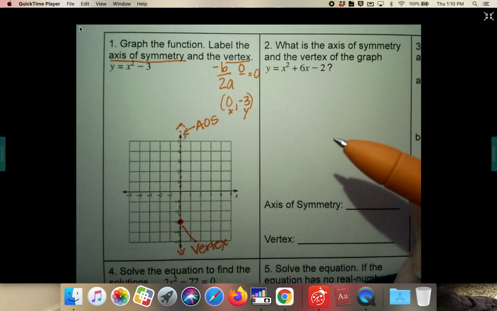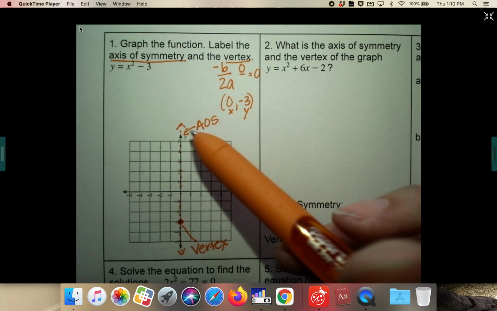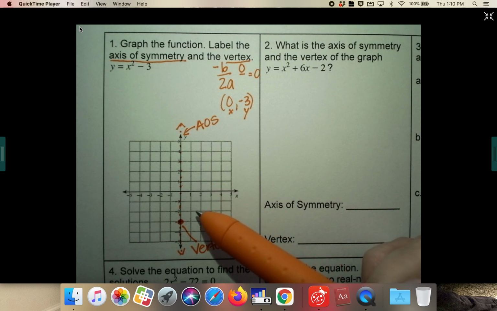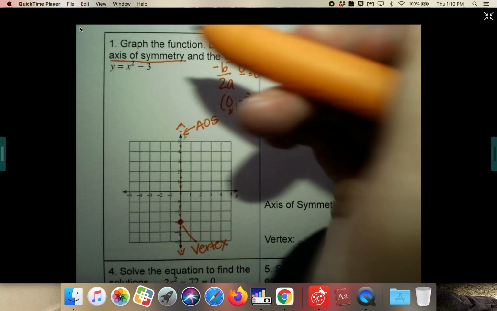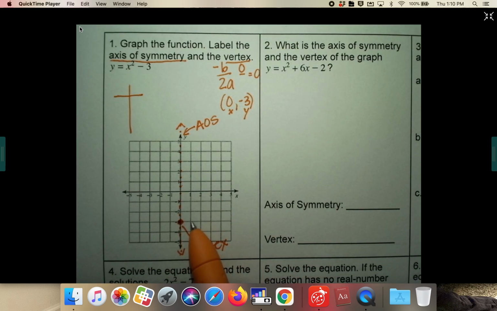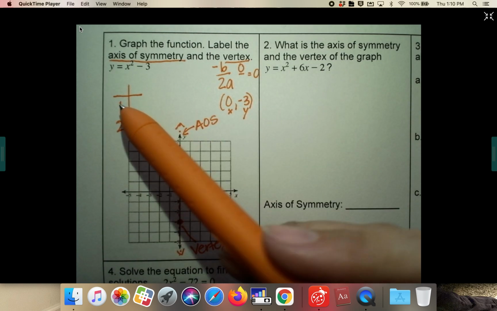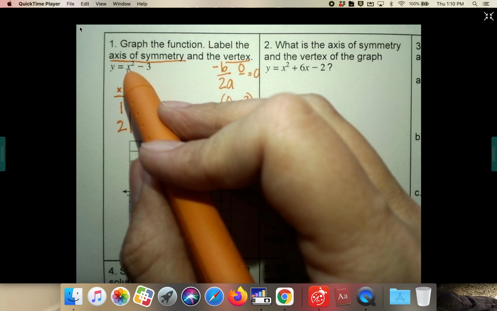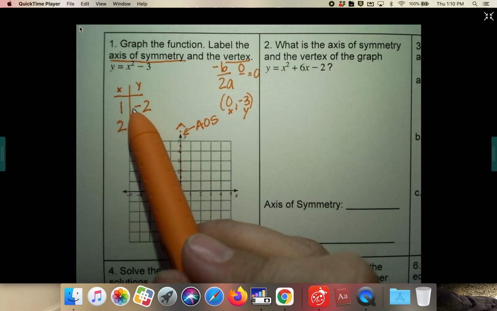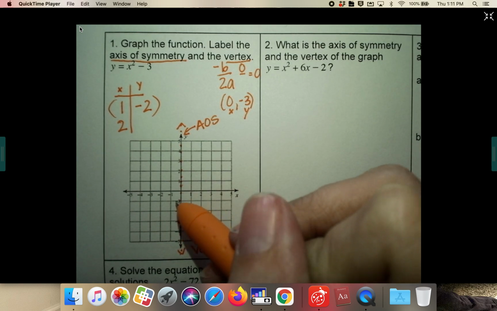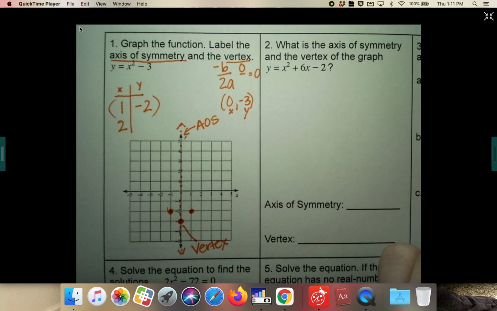Okay. Now I know that's a parabola because I know it's squared, and I know I'm going to need 5 points. So I need to choose 2 more, and then I can reflect them over. So I'm going to make a mini table, and I'm going to choose a 1 and a 2, just because I like doing positives better than negatives. I make fewer mistakes. So I'm going to plug in 1 for x. So 1 squared is 1, minus 3 is negative 2. So my coordinate would be 1, negative 2. So 1, negative 2 is here, and then I will reflect it over to give me my 3rd point.